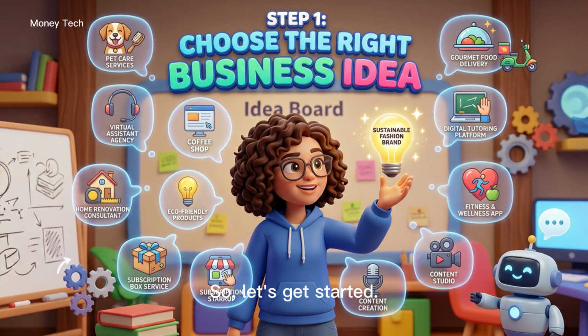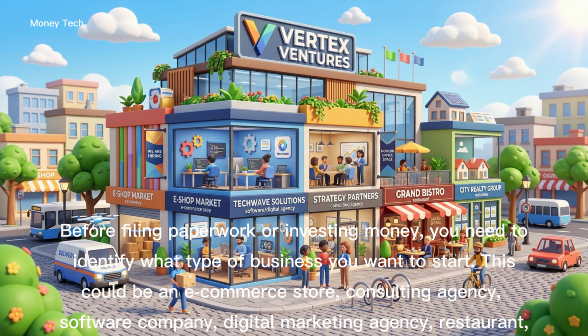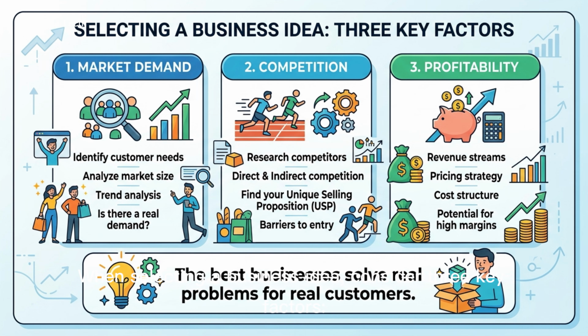So, let's get started. Step 1. Choose the right business idea. Every successful business begins with a great idea. Before filing paperwork or investing money, you need to identify what type of business you want to start. This could be an e-commerce store, consulting agency, software company, digital marketing agency, restaurant, real estate business, or any other venture. When selecting a business idea, consider 3 key factors: market demand, competition, profitability. The best businesses solve real problems for real customers.